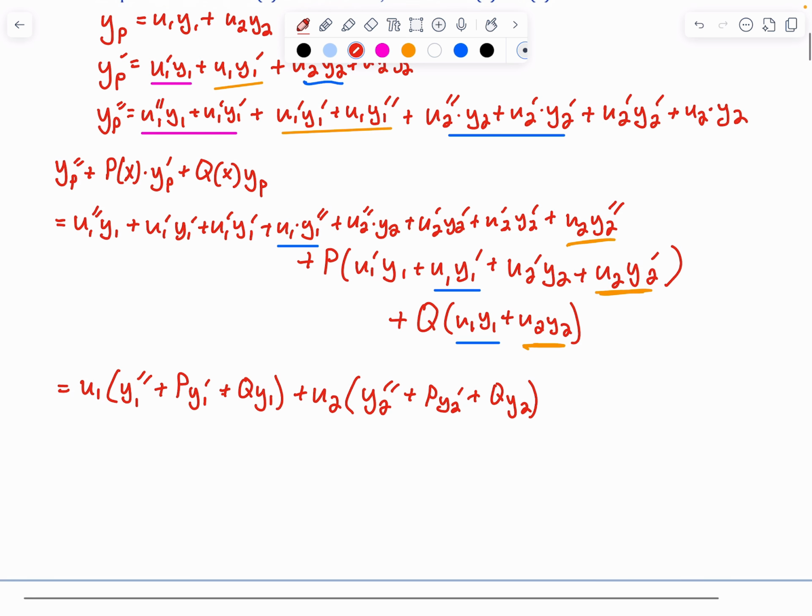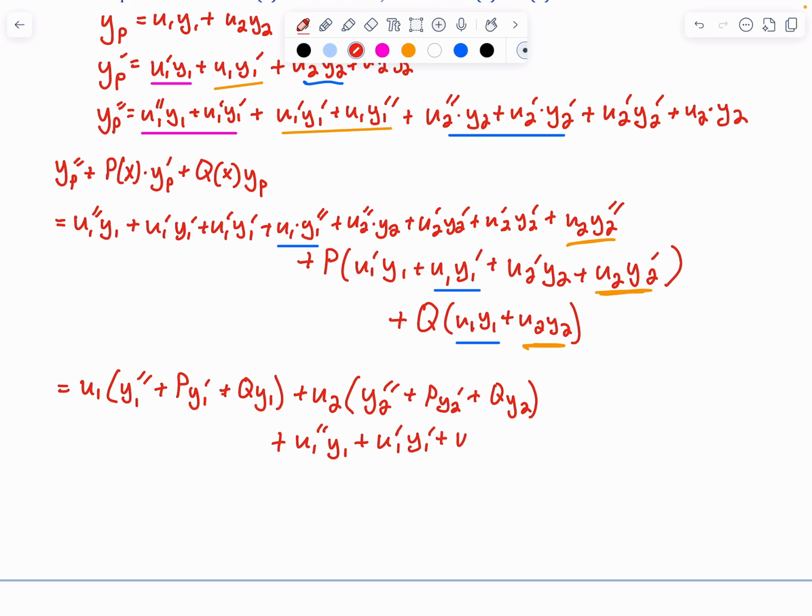And then the rest of this is going to be plus U1 double prime Y1 plus U1 prime Y1 prime, plus U1 prime Y1 prime. We still have those two, plus U2 double prime Y2. And then two terms, U2 prime Y2 prime, plus U2 prime Y2 prime.